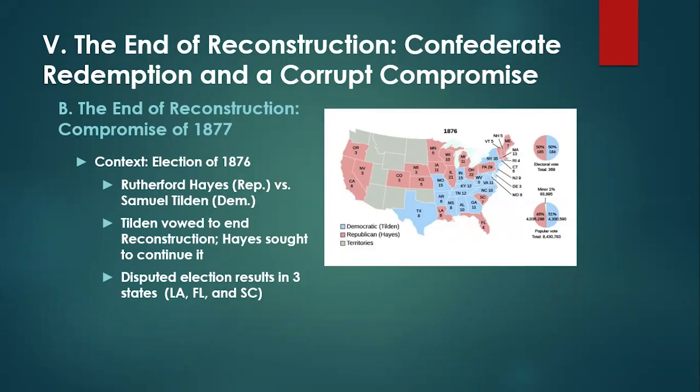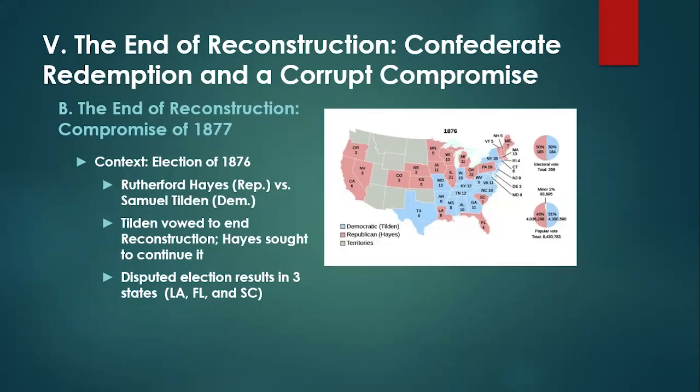In this election, there was a Republican candidate, Rutherford Hayes, who was a big supporter of Reconstruction. He said, if y'all vote for me, I promise to keep Reconstruction going. And there was also a Democratic candidate named Samuel Tilden. All right. Tilden said, if you vote for me, I promise to end Reconstruction. This was a very contested election. There were some hotly debated electoral results in some of the states.